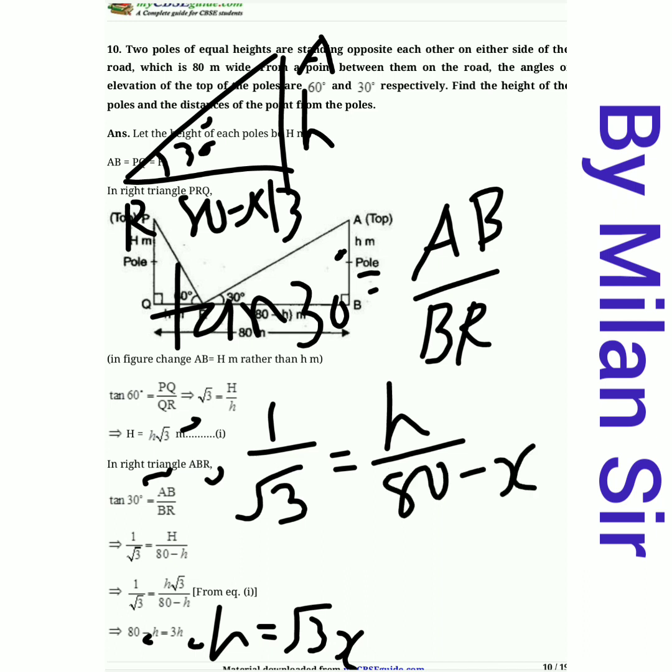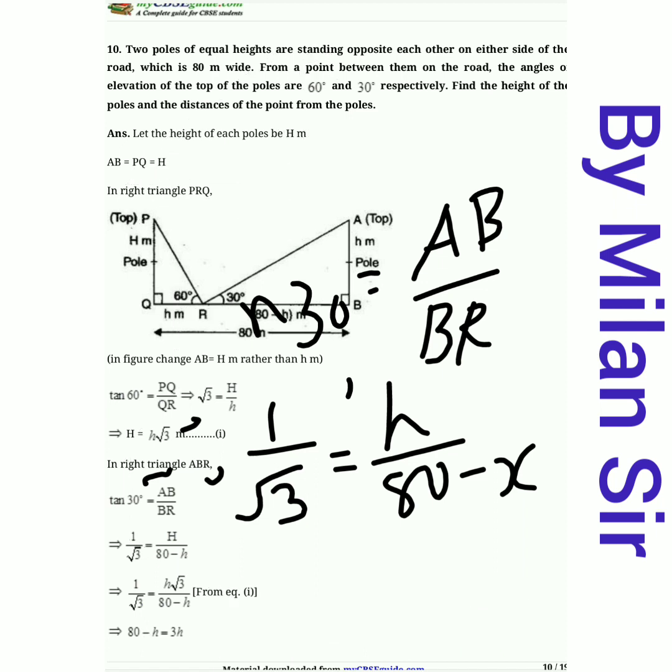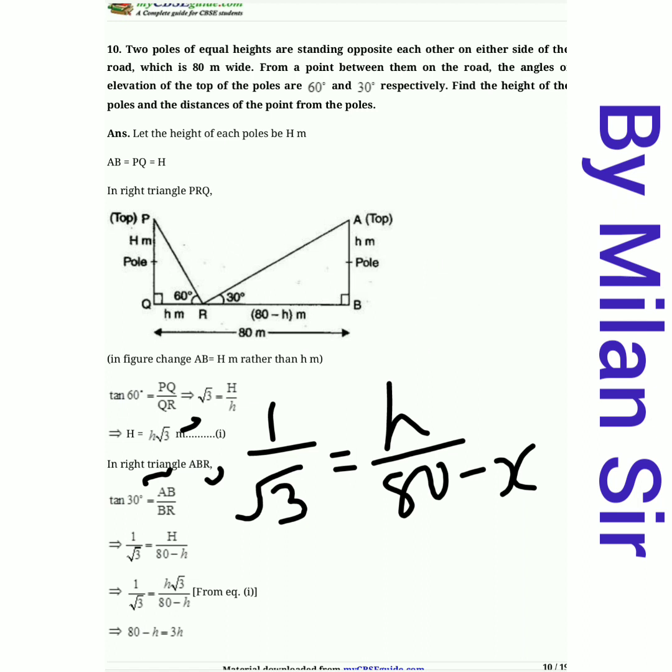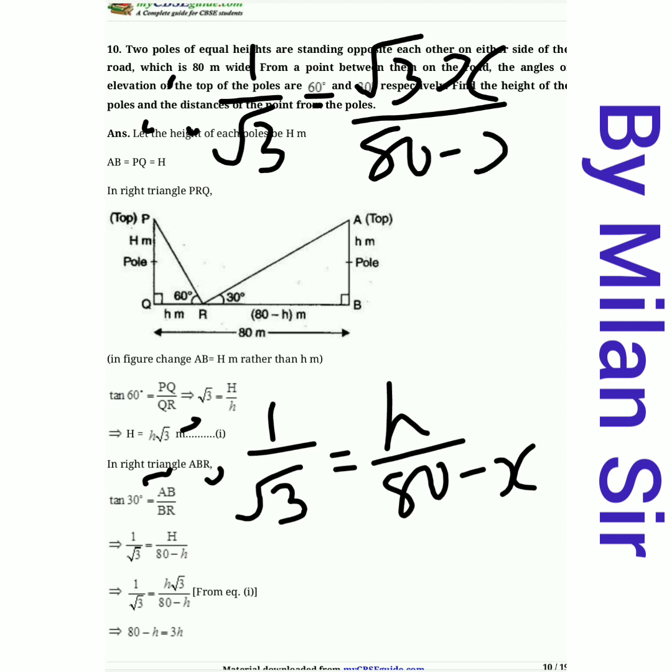Right, 80 minus x. Now we can put the value of h is equals to under root 3 x here. Just give it equation number 1 and write in the reason using equation number 1. So we put h is equals to under root 3 x. So here 1 upon under root 3 is equals to under root 3 x upon 80 minus x.